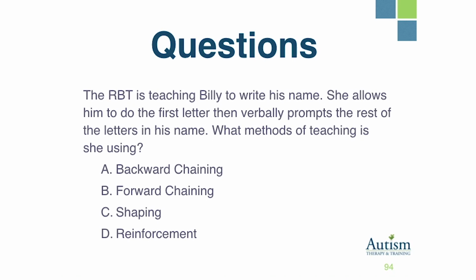The RBT is teaching Billy to write his name. She allows him to do the first letter, then verbally prompts the rest of the letters in his name. What method of teaching is she using? A. Backward chaining, B. Forward chaining, C. Shaping, or D. Reinforcement?